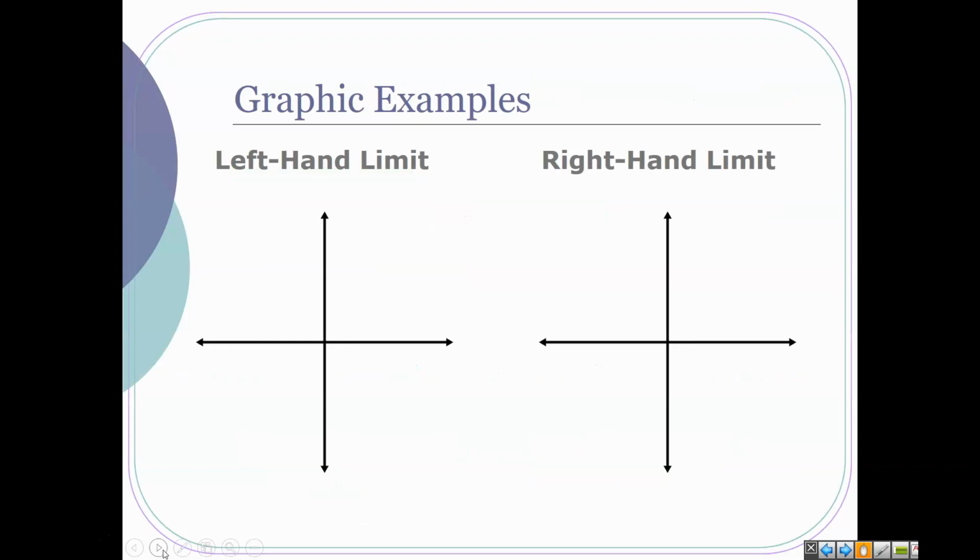So we can show some graphical examples of left and right hand limits. An example of a limit from the left. You could draw almost any function you want. I'll just draw a quadratic. So we have this quadratic function. It has a point at A and has a limit at L.